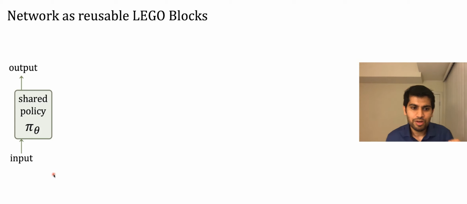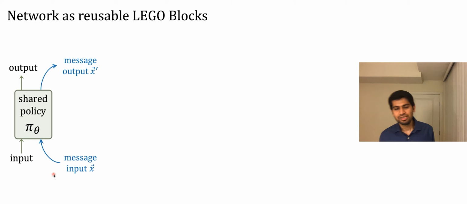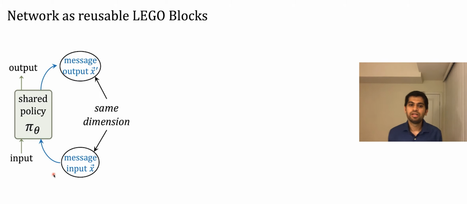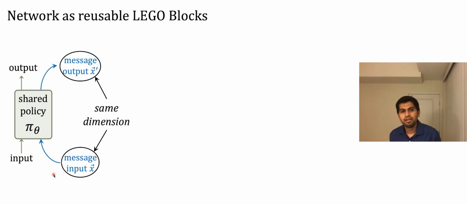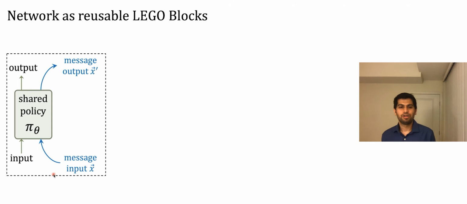So what we do is we add an extra input to the policy. Let's call it message input X. And the policy modifies this and generates another output called X prime. And we make sure that these live in the same dimension, like 64 dimensional vectors, and they are learned vectors. Now, these message vectors act as hooks of Lego blocks in our case.